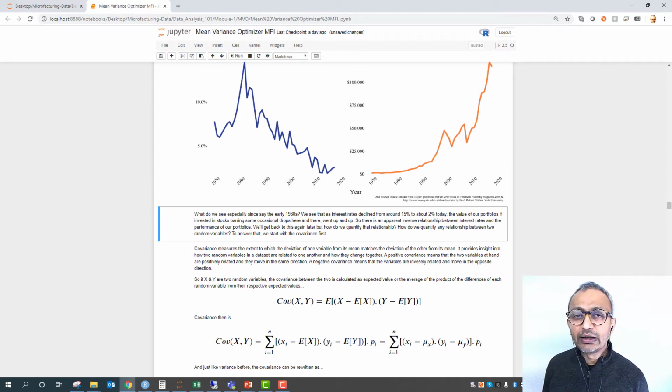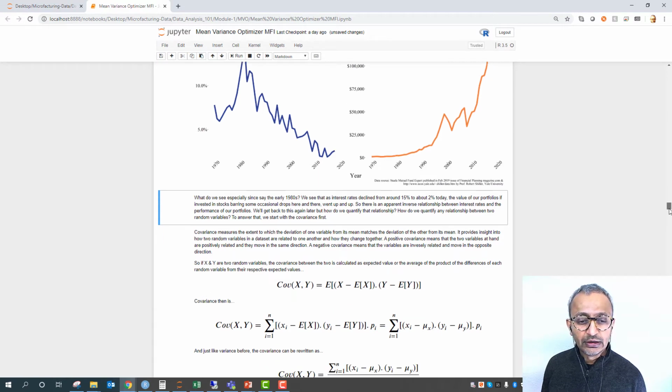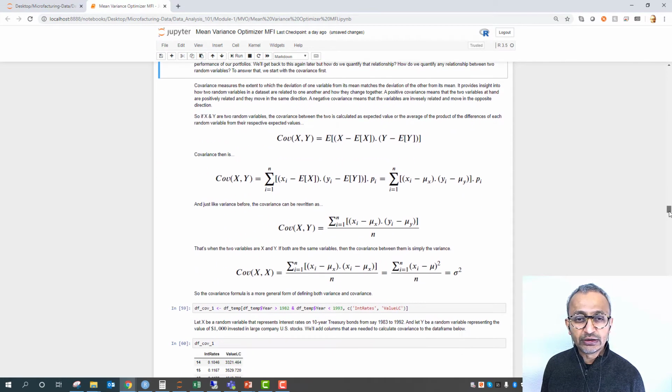Covariance measures the extent to which the deviation of one variable from its mean matches the deviation of the other from its mean. We have two variables because you're measuring the value of your portfolio on one hand and the interest rates on the other hand. So it provides insights into how two random variables in a data set are related, and how they change together.